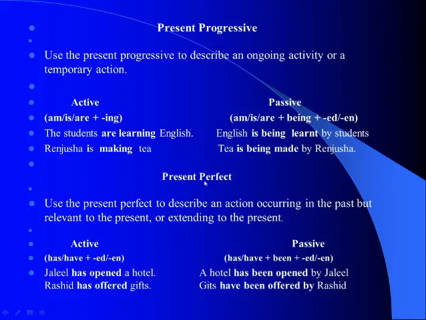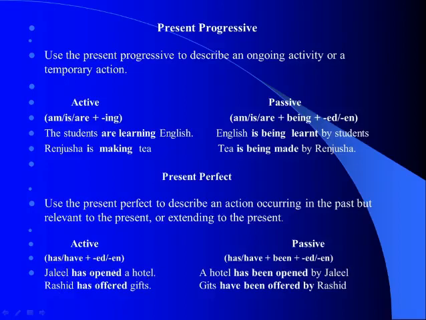Present perfect next. Present perfect form. You have to read this one and should be very clear about these sentences. I am skipping it here for your kind perusal, for your reading. Active: here you look at it. Jalil has opened a hotel.